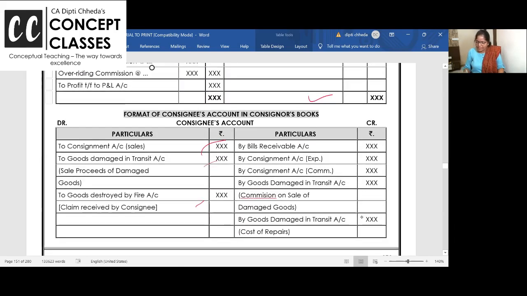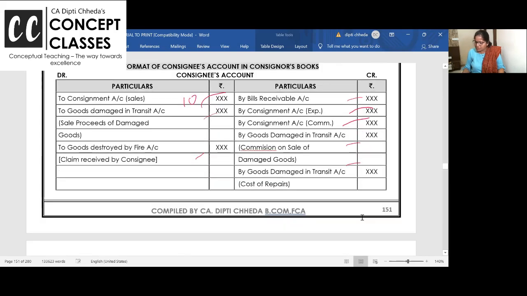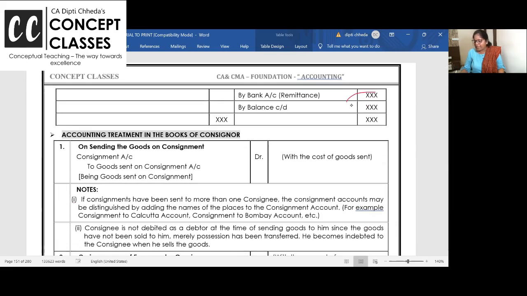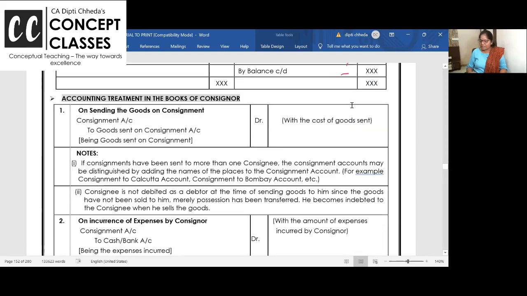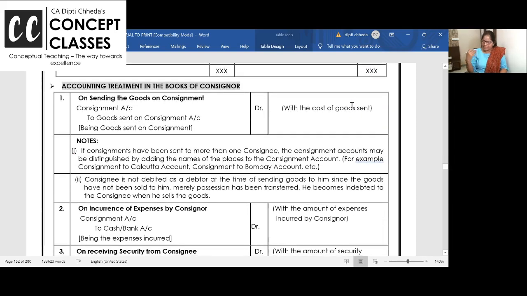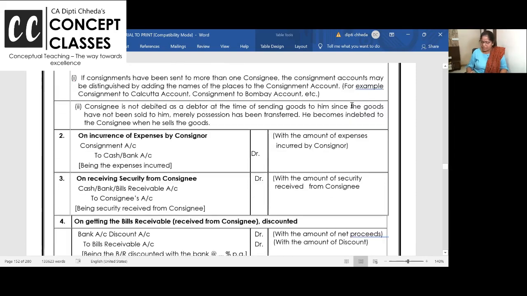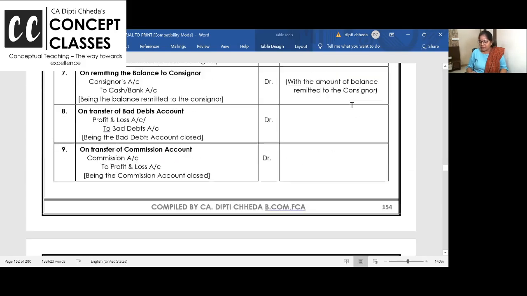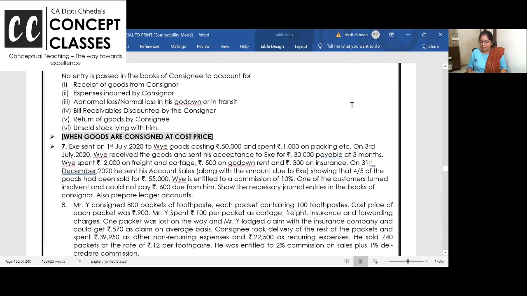Then, consignee, you have sold 10 rupees of goods. Take your expense, take your commission, and bills receivable and all, and cost of repairing and all, if you have incurred any expense, and the balance pay by cheque or keep it. Okay? Journal entries are also asked. First, I will make you do T format account practice. Later I'll give you the journal entries. So I don't want to read the journal entries right now. Homework: you read the journal entries and come.